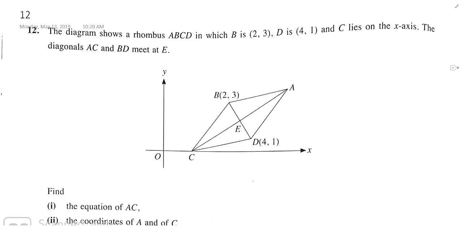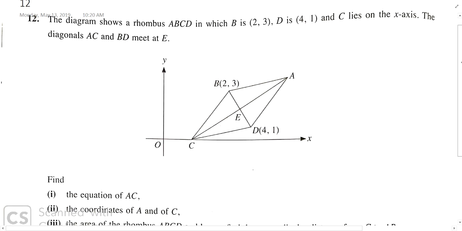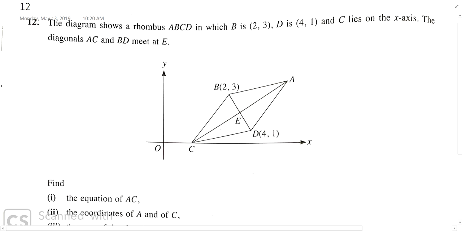Question 12. Who needs help for part 1? Nobody? Okay. Equation of AC. What is the minimum information for us to have an equation of a straight line? Yes? 2 points. 2 points on AC. Okay, 2 points. Do you have 2 points?